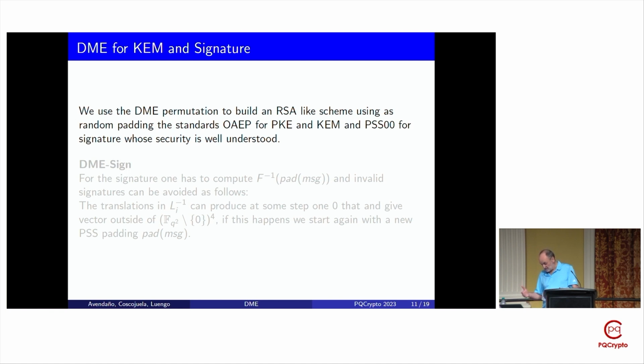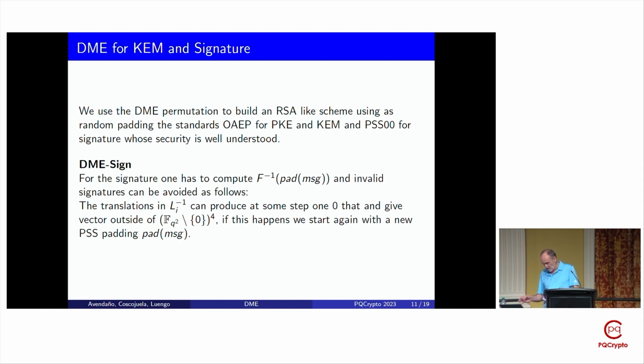What we did is essentially an RSA-like scheme, and for that we have a permutation. So we use the well-known padding standards for RSA: OAEP for KEM, and PSS for signature, whose security is well known, provided, of course, that the core permutation is secure.